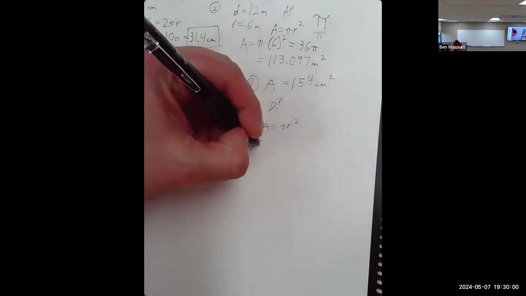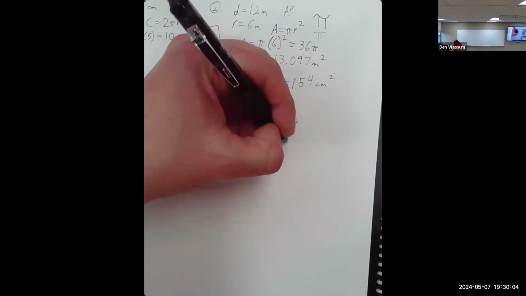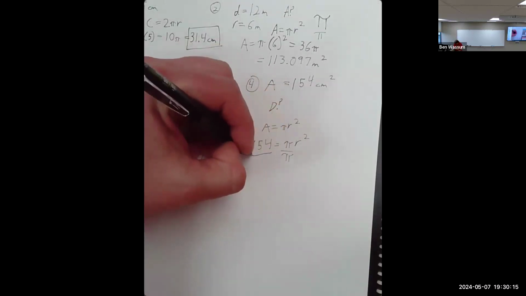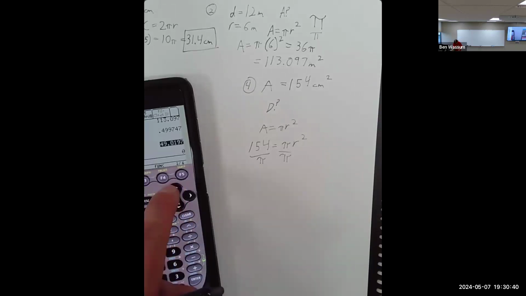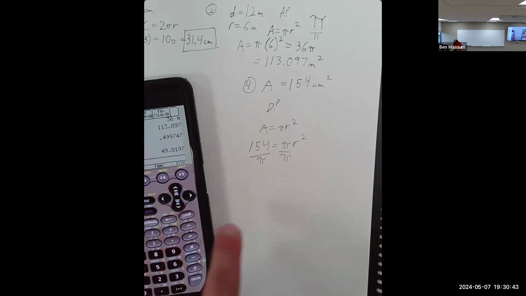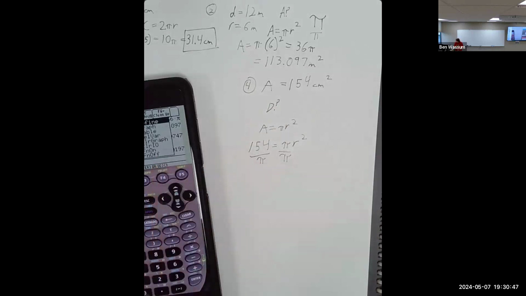So I can plug in the 154 for my A. But the problem is we're going to be solving for that r. Well, I can divide by pi. Now I'll have 154 divided by pi. Oop, no. There we go. Oh, silly me. I almost divided by theta, which isn't a constant. It's actually a variable. So this one right here gives us 49.0197.